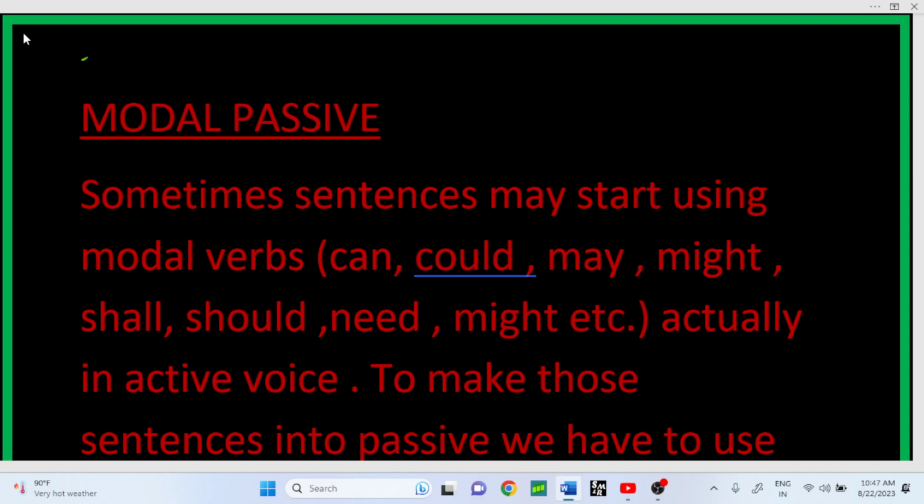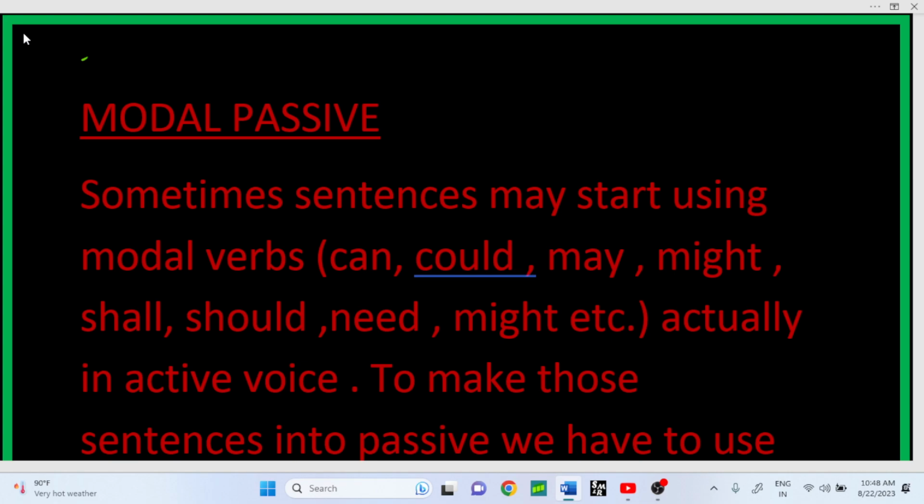Regarding voice, there are several classes taught by me for a few days, and today we are going to discuss the passive of modals, or actually how modal auxiliary verbs are used in passive voice. So don't be late, let's start the class.